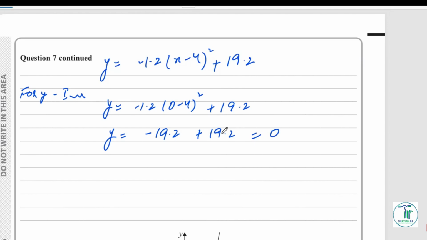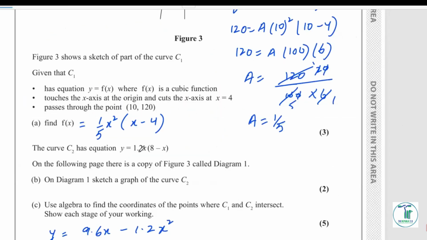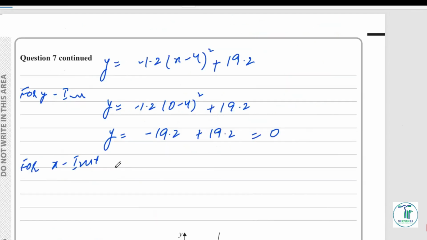Similarly, if you're looking for the x-intercepts, you plug in y equals 0. For the x-intercepts, I can even use the simple equation 1.2x times (8 minus x) equals 0. So x should be either 0 or x equals 8. That is how the x-intercepts work.